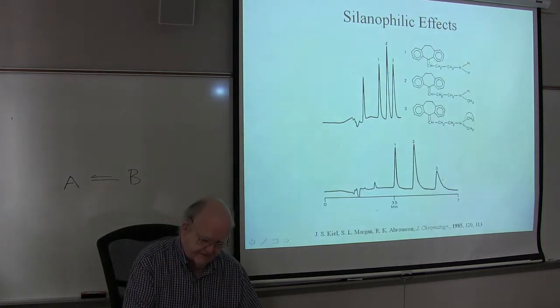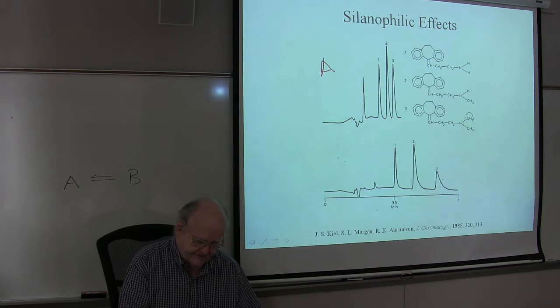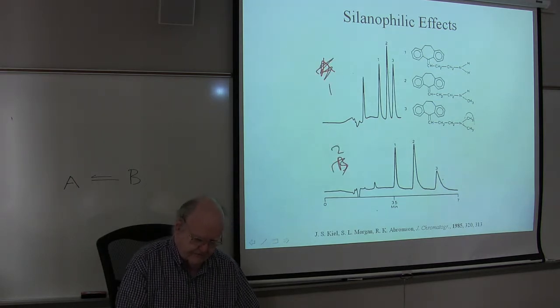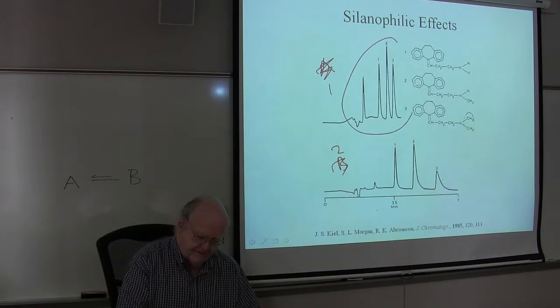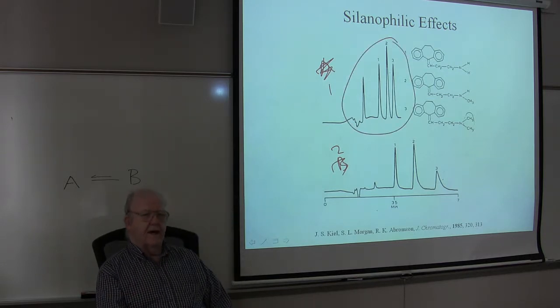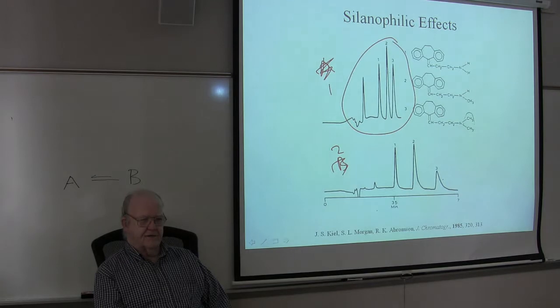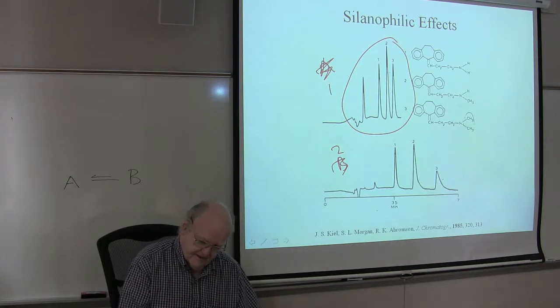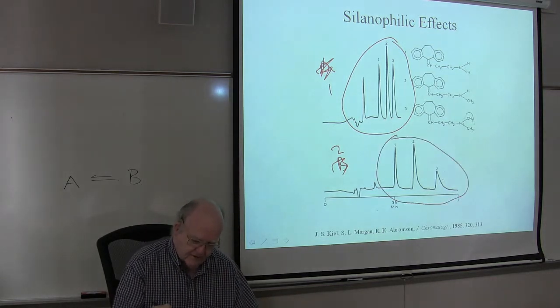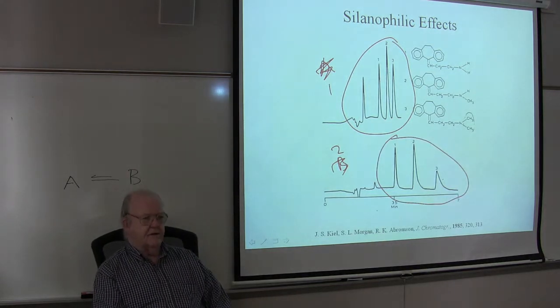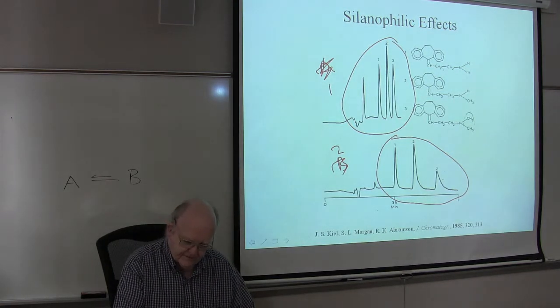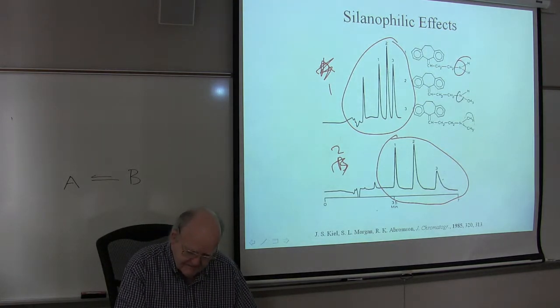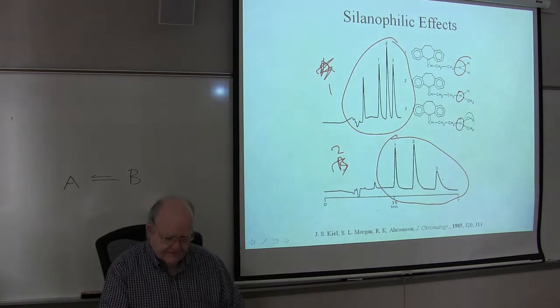Here again is stationary phase A and stationary phase B. Let me not call it A and B. Let's call it 1 and 2. This is undoubtedly a highly base deactivated stationary phase where they have endcapped the bejesus out of it. And here's a stationary phase which is showing these terrible interactions with those nitrogens.